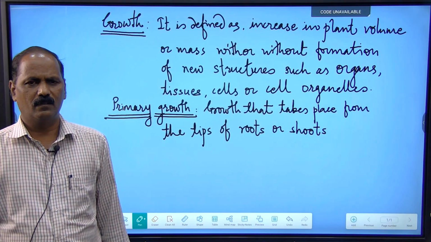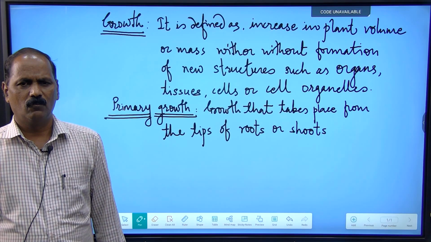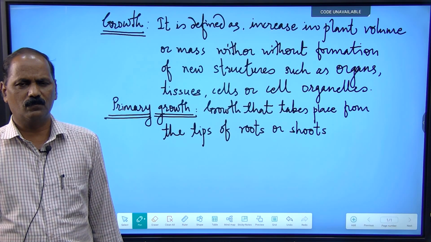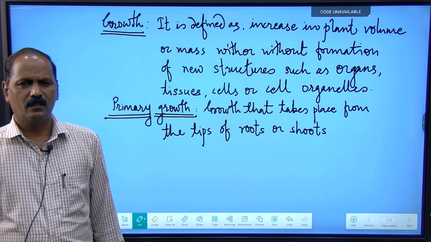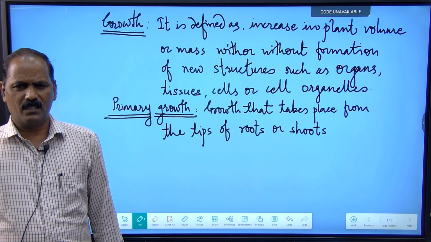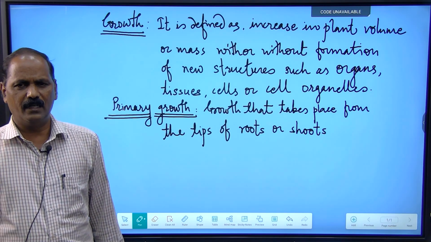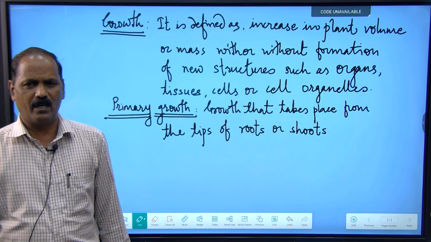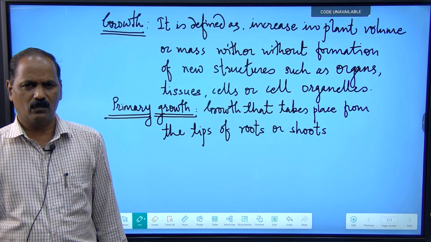The second point that I would like to start with is primary growth. Whenever we start with the term growth, there is always primary growth, and the meaning of primary growth is the growth that takes place from the tips of roots or shoots that leads to the increase in length of the plant parts.